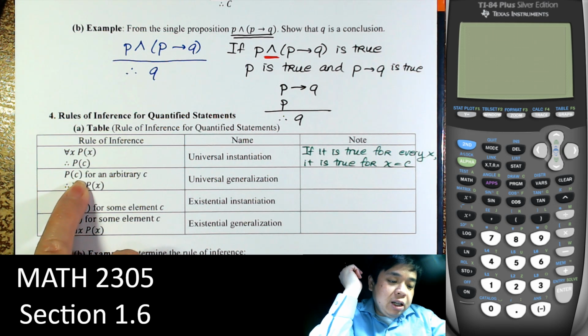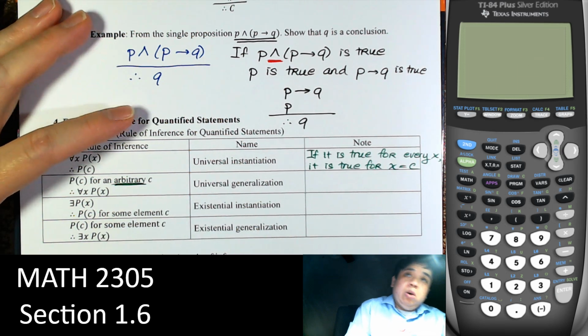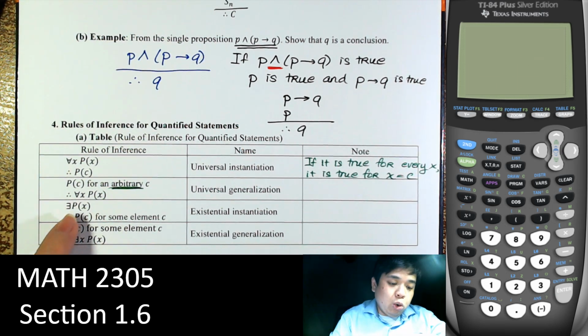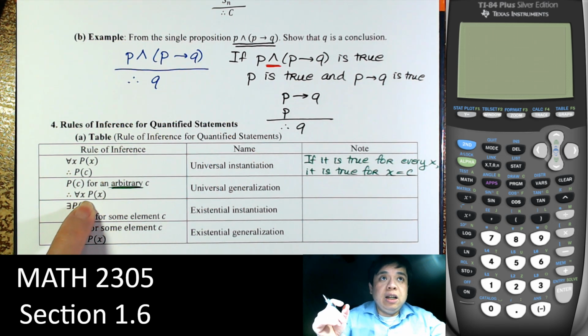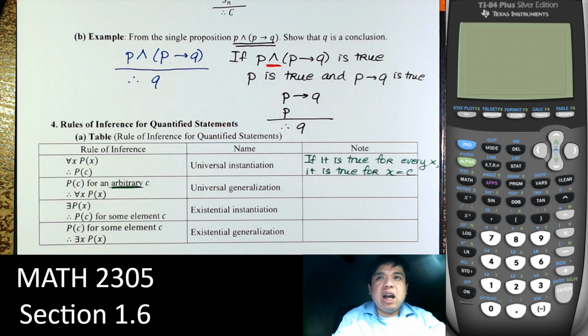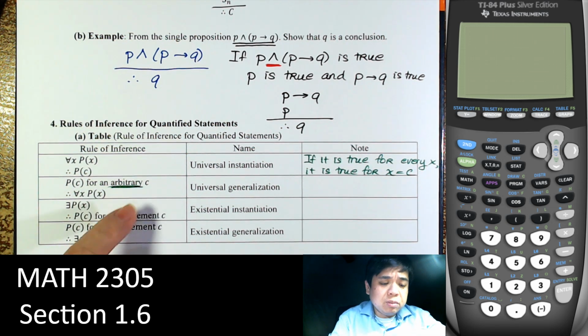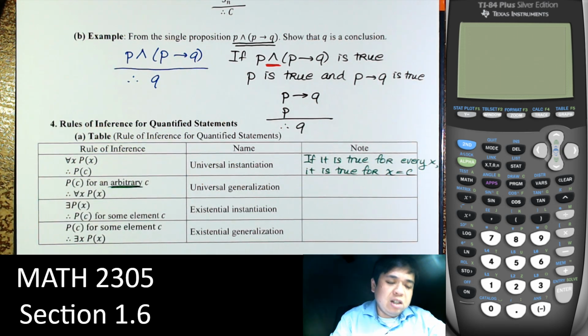Now, P of c for an arbitrary c. The key here is arbitrary. Then the conclusion is it's true for every x. Of course, we can choose c to be anything. If it works for anything, then it works for every value of x. So this is kind of renaming things. Doesn't matter what we put in there. If it's true, it's true for everything. Of course, that's obvious.